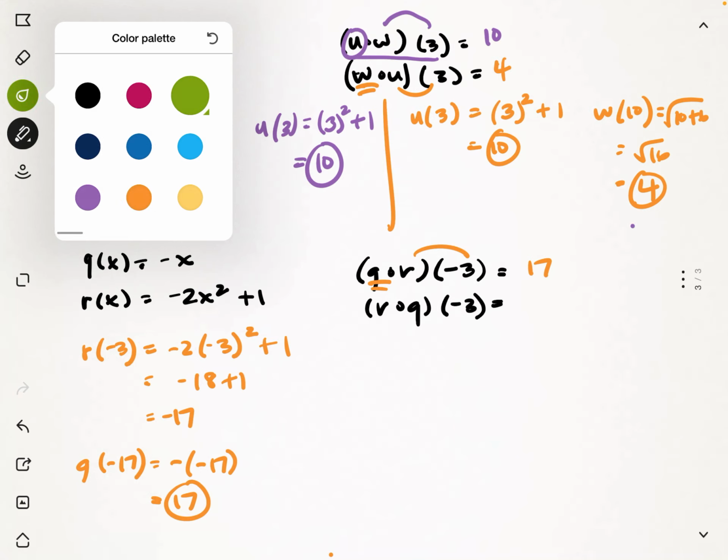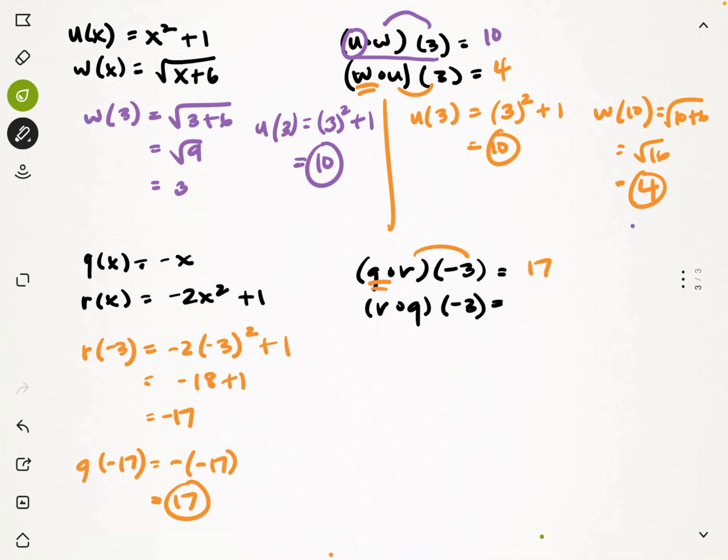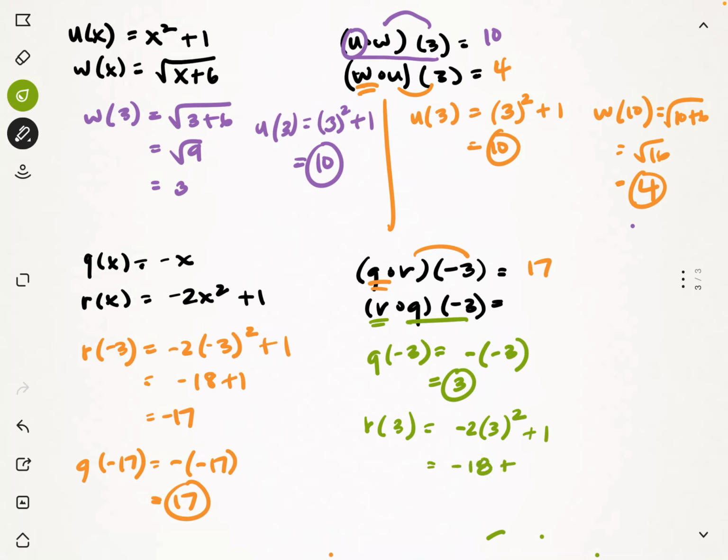Okay, let's switch colors one more time. This time we're doing q first, right? So q of negative 3 is going to give us negative negative 3, which is 3. We're going to take that 3 and plug it into our r. So here we're going to get 3 squared is 9. 9 times negative 2 is negative 18, plus 1, which is negative 17.